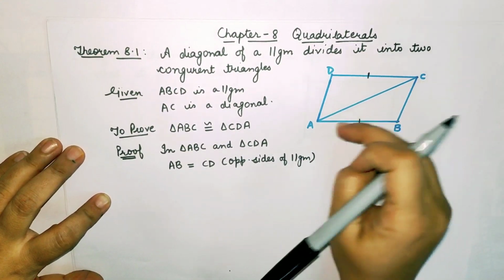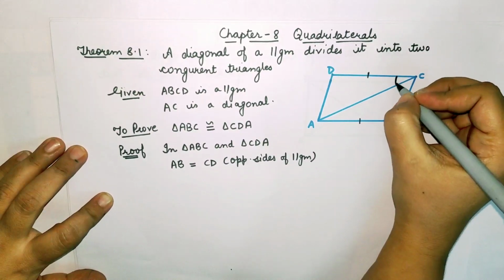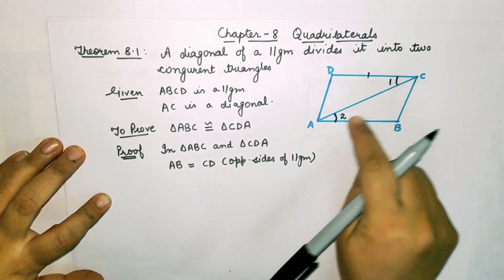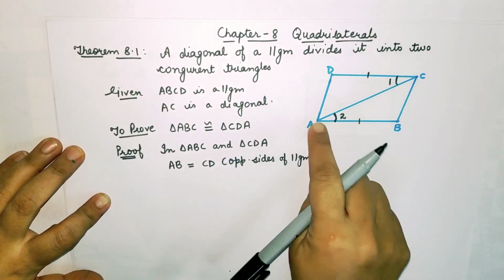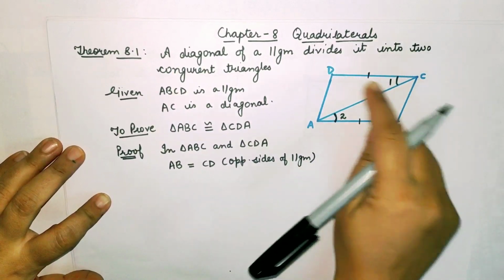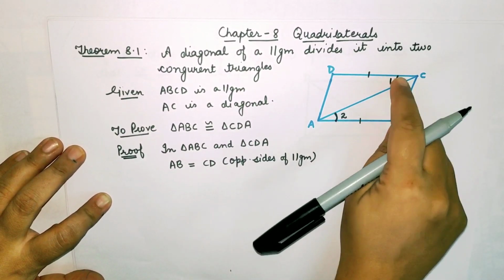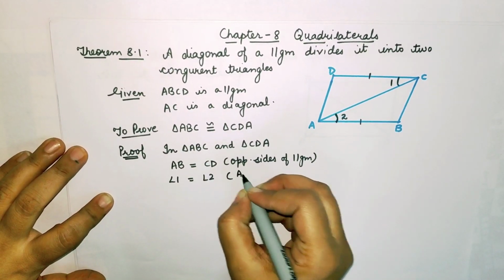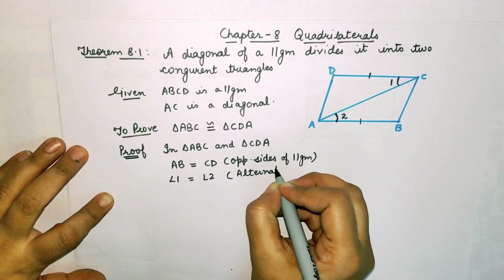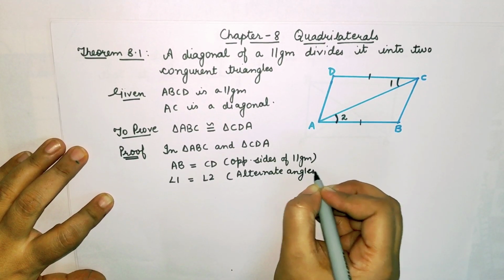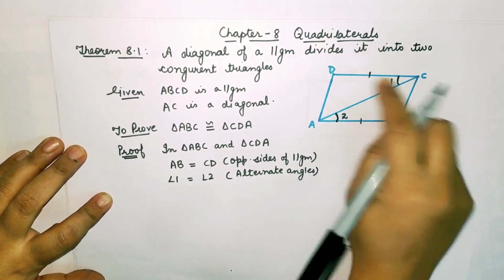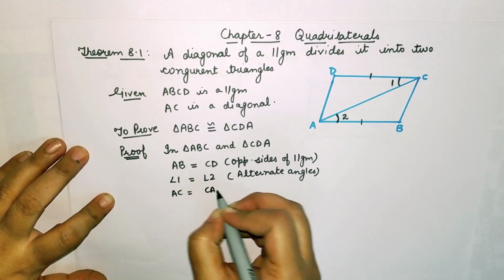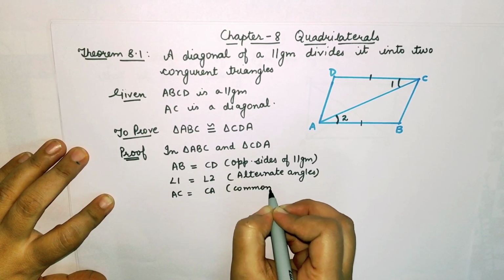Now the second one is this and this, angle 1 and angle 2. These are alternate angles. As if lines are parallel, then alternate angles are equal. In a parallelogram, lines are parallel, therefore these alternate angles are equal. It means angle 1 is equal to angle 2, that is alternate angles. Now the third condition is AC. In this triangle and in this triangle, AC and CA are common. So we write AC is equal to CA. That is common.